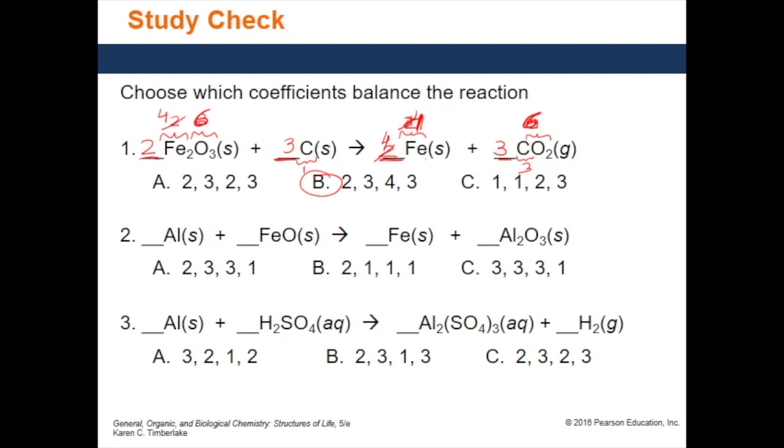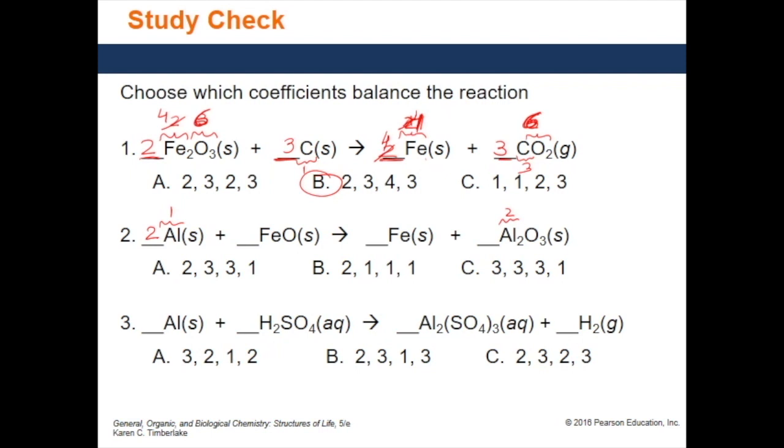Moving to the next one, I see aluminum with iron oxide changes to iron and aluminum oxide. The number of aluminum here is 1. Aluminum on the other side is 2. The number of aluminum has to be changed to 2 on both sides, so I'll add a 2 right here.